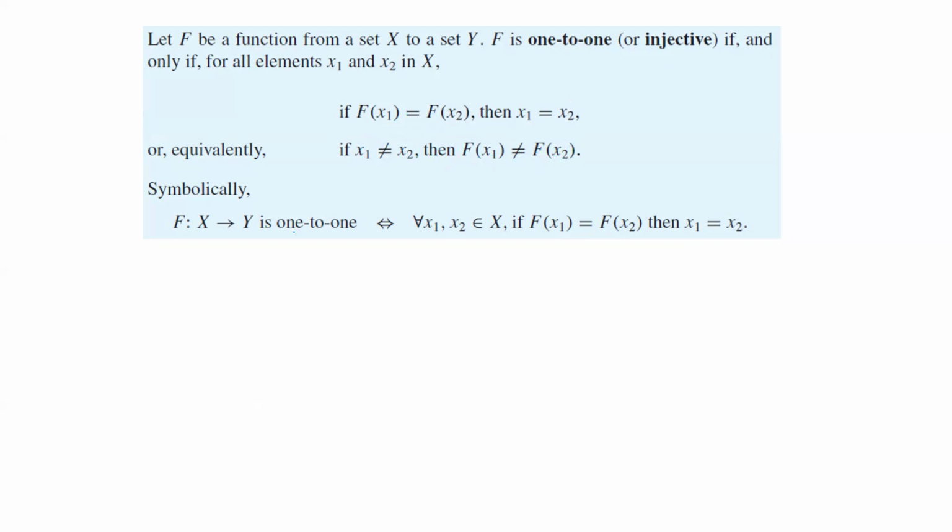So again, symbolically, a function f from X to Y is one-to-one if and only if for every x1 and x2 in the domain, if y1 is equal to y2, or output values are equal to each other, you can conclude that x values are equal to each other as well. Or if x1 is not the same as x2, you can conclude that output values are different from each other.